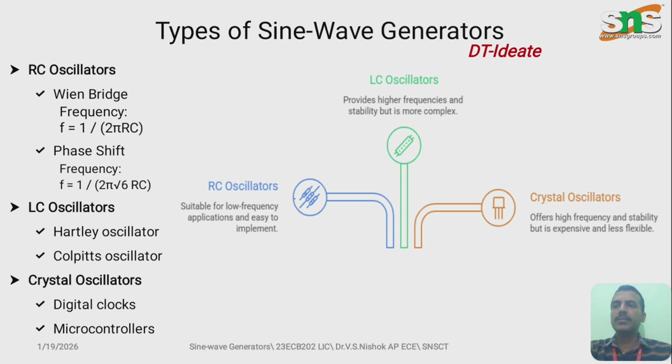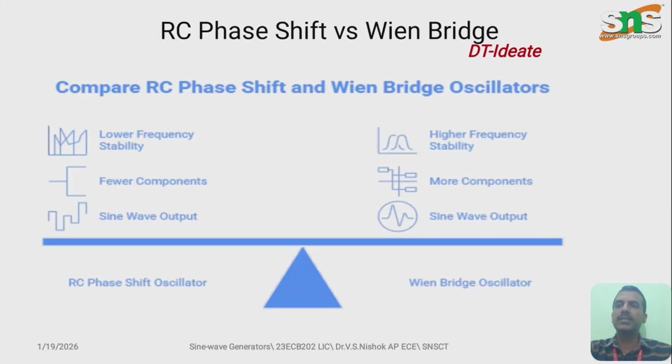the better result. So coming to the RC oscillator, it is classified into Wein bridge and phase shift, and LC is classified into Hartley and Colpitts oscillator, and finally the crystal oscillator is classified into the digital clocks and microcontroller applications. So the major difference between the RC phase shift and Wein bridge oscillator: both come under the category of RC oscillator, that is, resistor and capacitor based circuit.